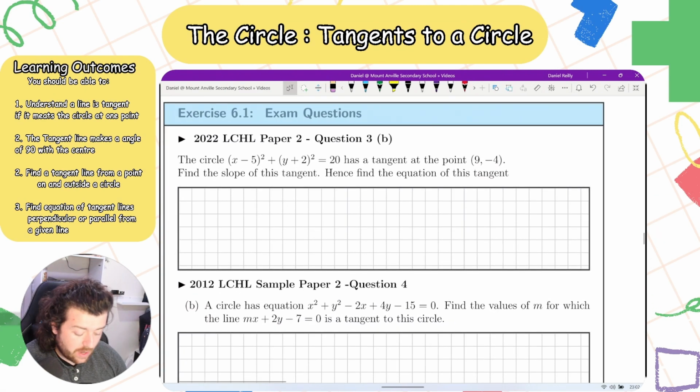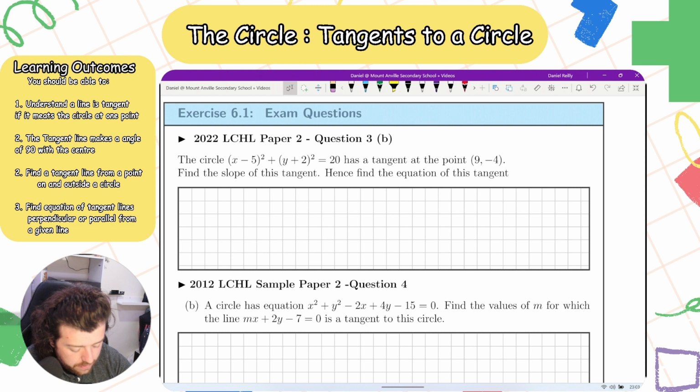So, this is from 2022. The circle (x - 5)² + (y + 2)² = 20 has a tangent at the point (9, -4). Find the slope of the tangent, hence find the equation of the tangent. So it has a tangent at that point, so it's on the circle. It doesn't say it's off the circle, so we can assume it's on the circle.